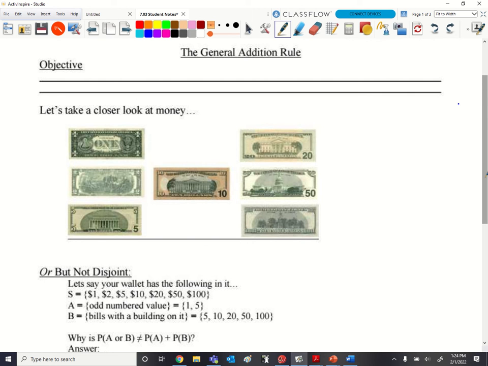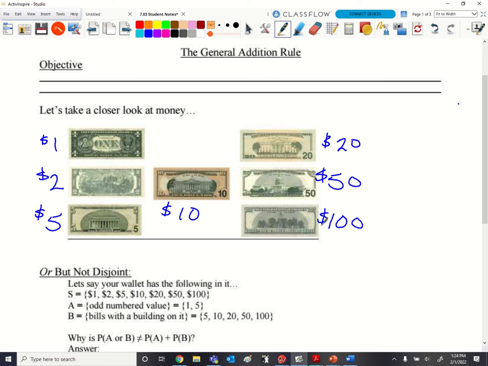Okay. If you take a look here for this one, general addition rule, a closer look at the money. I don't know if you guys can read it here. This is the $1, $2, 5, 10, right? 20. I don't know if you guys can see it. So 50. 50 is easy to read because it's nice and big. And this is 100.